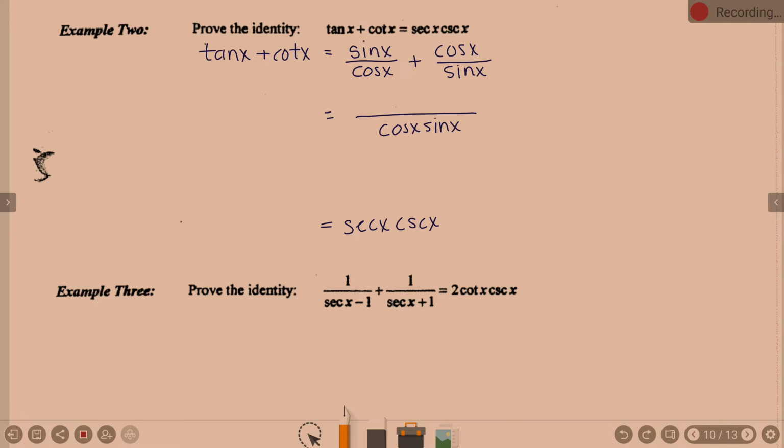Okay, first fraction has a denominator of cosine x. What is it missing? Sine x. So I'm going to multiply that one by sine x, and what I do to the denominator, we do to the top. What is sine x times sine x? Sine squared x. Plus, second fraction has a denominator of sine x. What is it missing? Cosine x. What I do to the denominator, we do to the numerator. What's cosine x times cosine x? Cosine squared x.